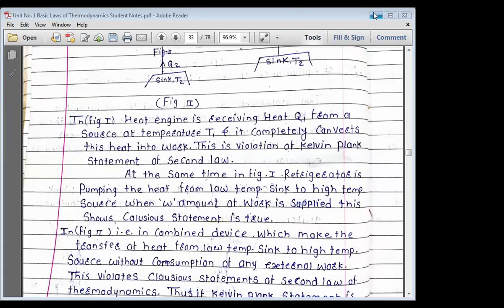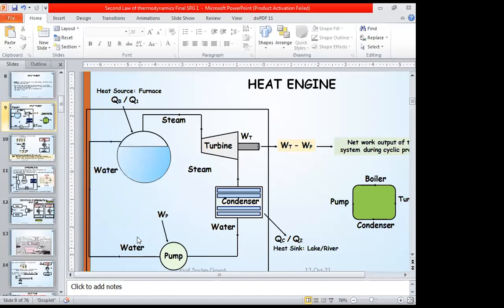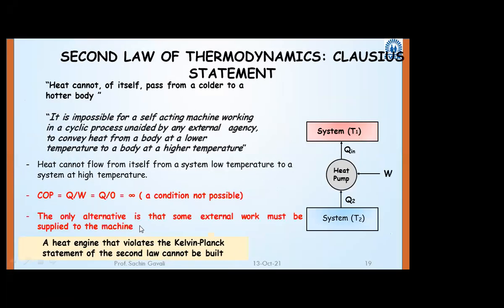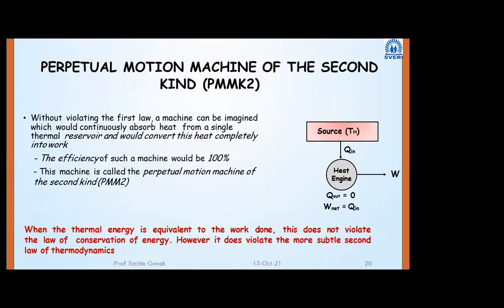Okay. Now, second law of thermodynamics. Now we'll go to the PPT. Is the screen visible? Yes, sir.